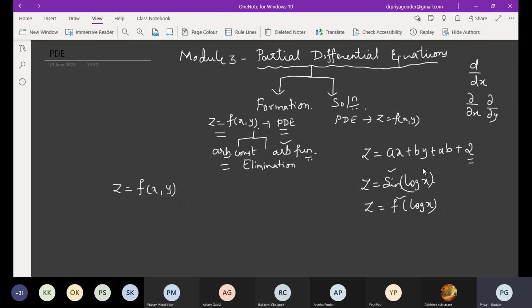Now, what you do here: they'll give some function. I'll give you the general format. It will be like this: some function containing the variables x, y, z and some constants a and b. Your intention is to form the PDE. So if it is a PDE, what should be present in that? If you are calling something a partial differential equation, what should be there?